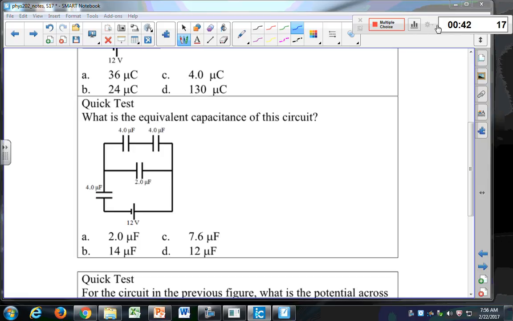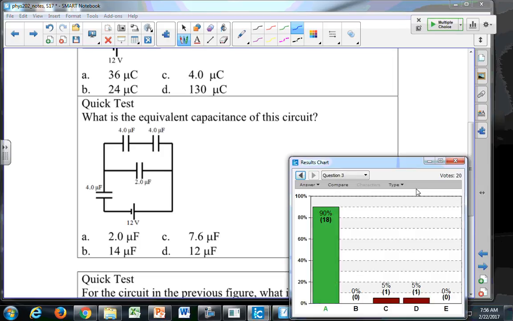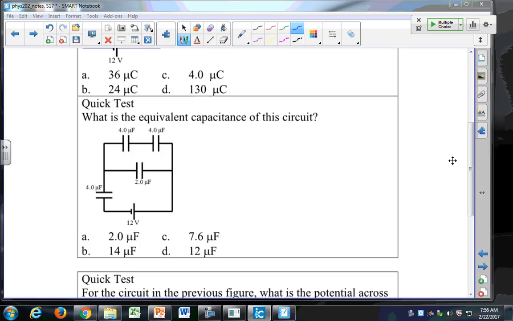Let's stop at 50. Let's guess, if you're not sure, ask your neighbor. Many of you have the right answer. All right, A is right. So to do this, I start here. The equivalent of this is 2. 2 plus 2 is 4. And then I have a 4 and a 4 in series. And the equivalent of 4 and 4 in series is 1 over a quarter plus a quarter, which is 2.